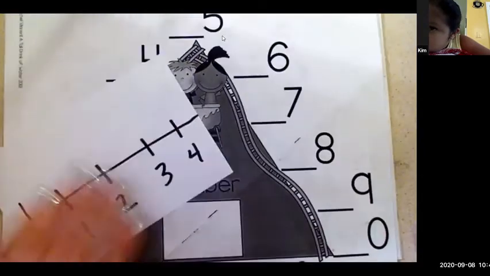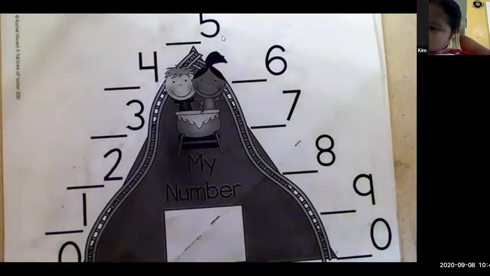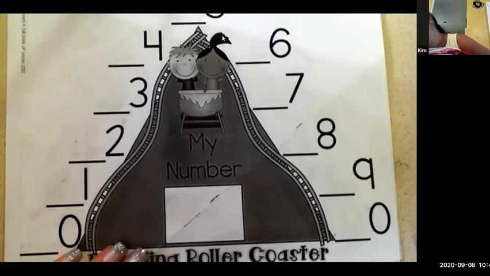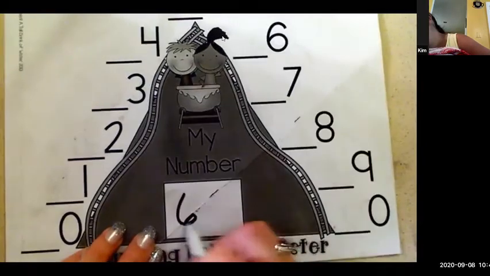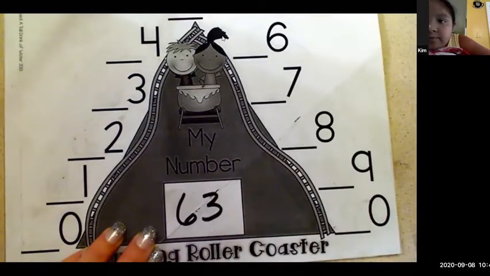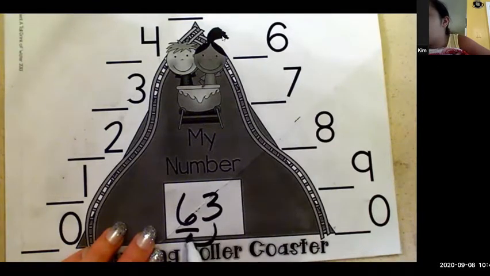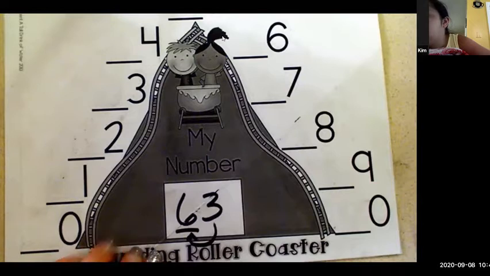In order to use a rounding roller coaster, we're going to follow our rounding steps. We are being asked today to round 63 to the nearest 10. Step 1 is to identify the place value to which we are rounding, which is the tens place. Our lower place value will tell that 10 where it will round to.